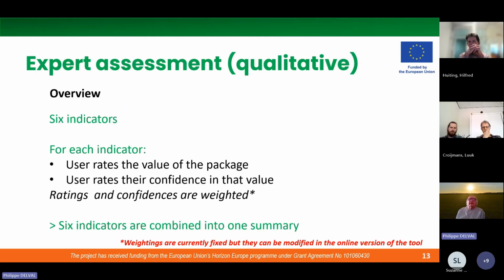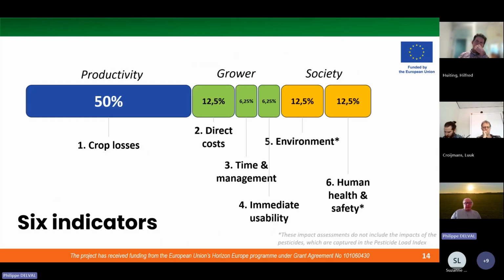For the qualitative part, we have an assessment from experts. So we have 6 indicators, and for each indicator, the experts have to qualify the value of the package and the confidence in that value. And at the end, the objective is to combine the 6 indicators into one only to summarize all this. You will see that after.